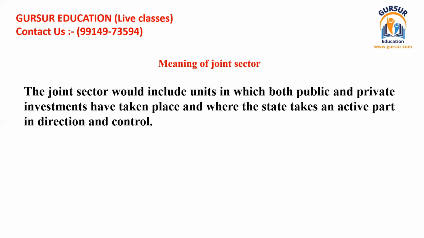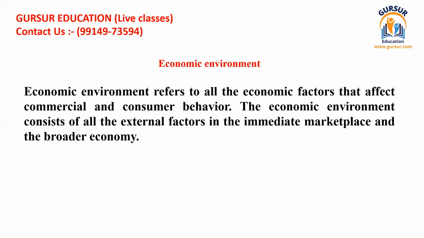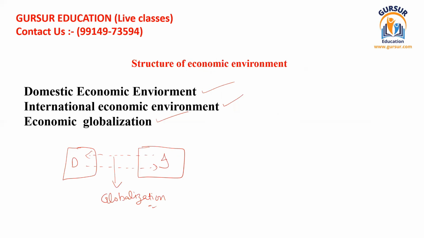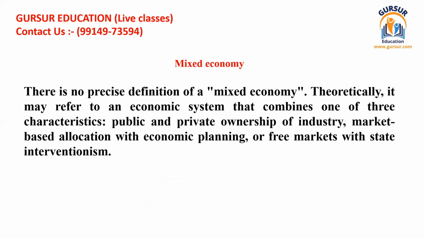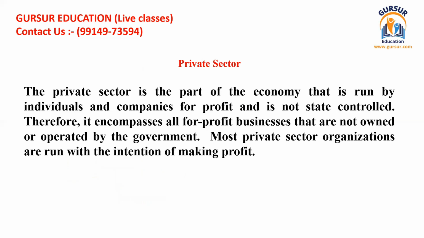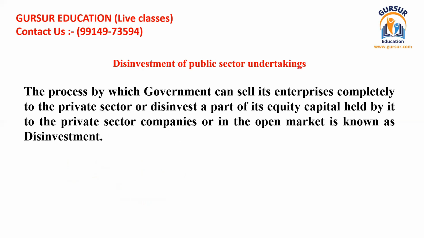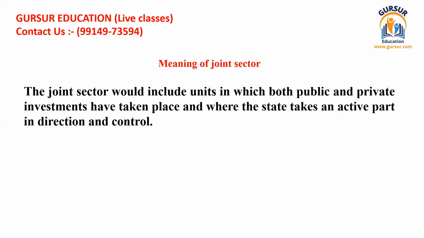So all these things refer to the joint sector or the joint systems of the economic sectors. I hope you have got the idea. To conclude, we have learned a lot until now. First we learned about the economic environment. Then I taught you how the structure of the economic environment is made up, then we learned about types of economic system. The first was capitalism, then socialism, then the mixed economic system. After that, we learned about how the sectors work in an economy. These are the public sector, and after that the private sector. Then we learned about disinvestment and then the joint sector.